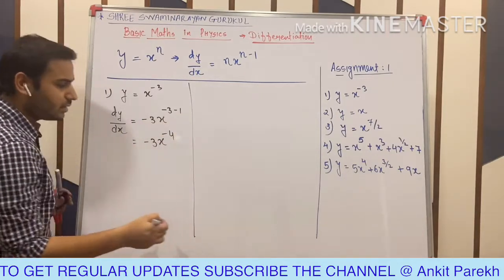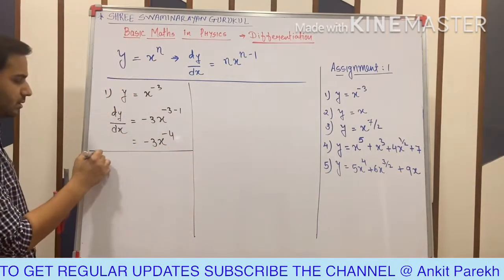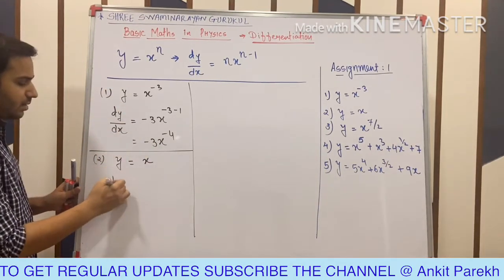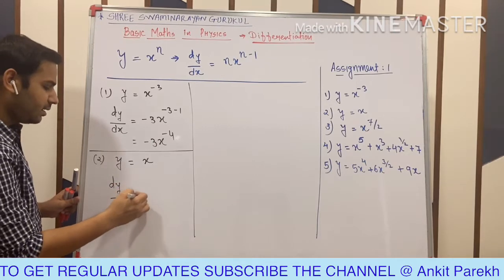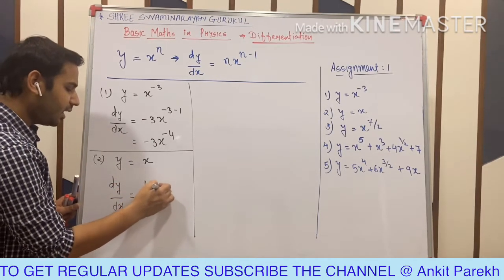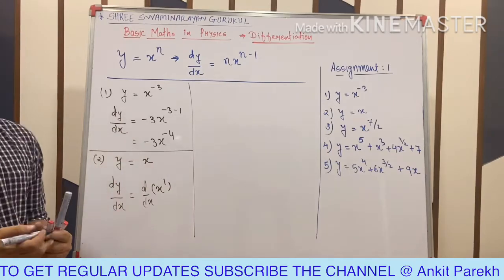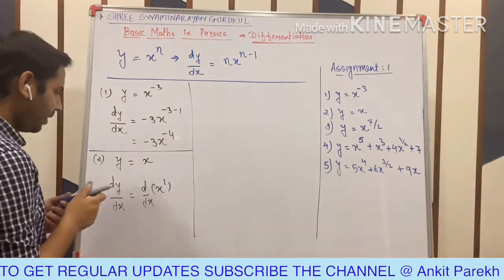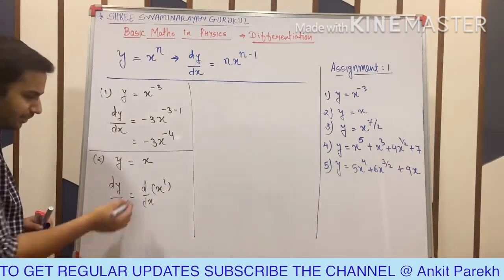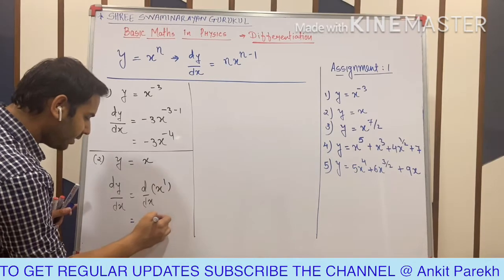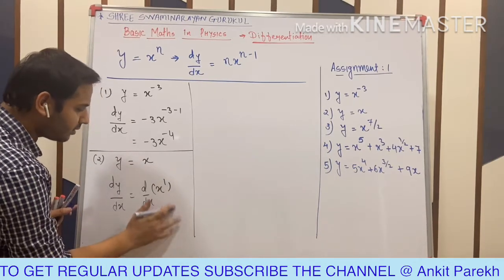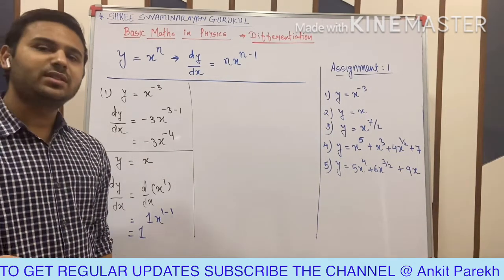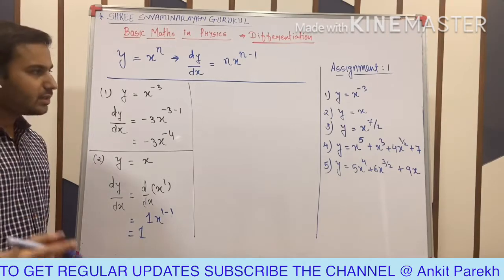Finished. Now, second question. Y is equal to x. Very simple. dy by dx is d by dx of x raised to 1. If the power is not given, then it means the power is 1. So differentiation is 1, x raised to 1 minus 1, that is x raised to 0, so 1. I hope you people remember this also, that differentiation of x is 1 with respect to x.